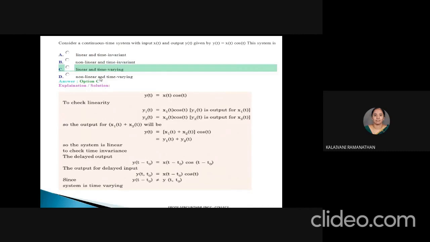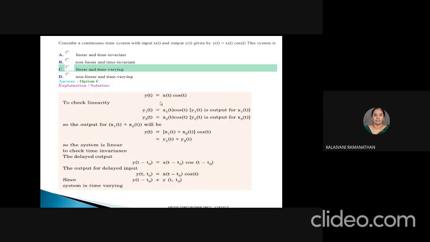Consider the next problem. Consider a continuous time system with input x of t and output y of t given by y of t equivalent to x of t cos t. You have to check whether the system is linear, time invariant, all those things. First we shall check the linearity of the system. To check linearity, it has to satisfy the superposition theorem. So you have to check that. When you substitute your input as x1 of t, your output can be noted as y1 of t.